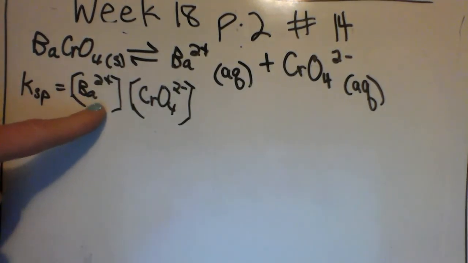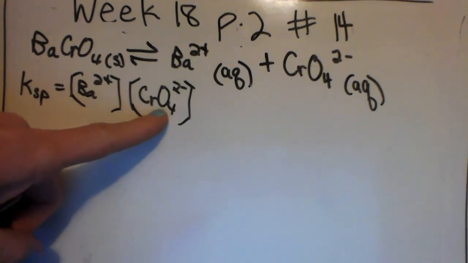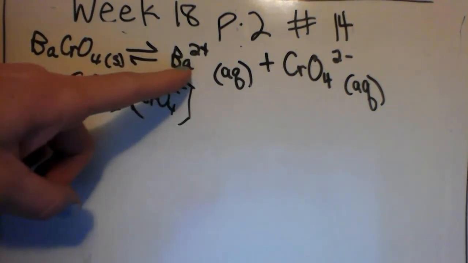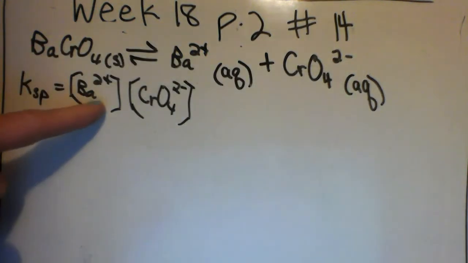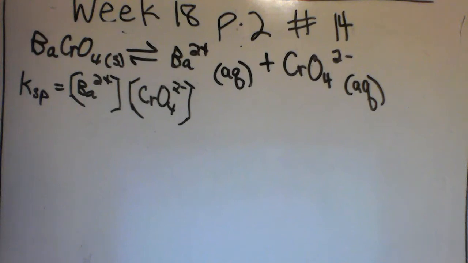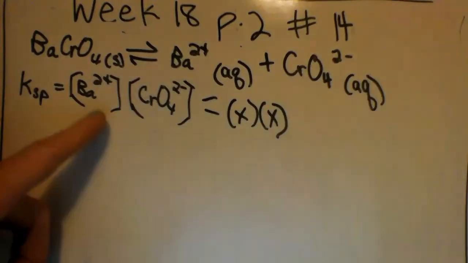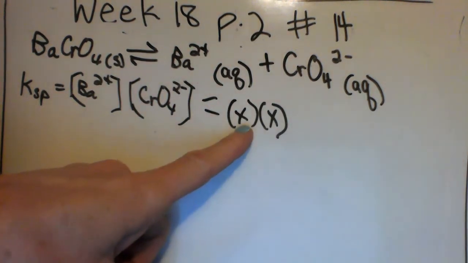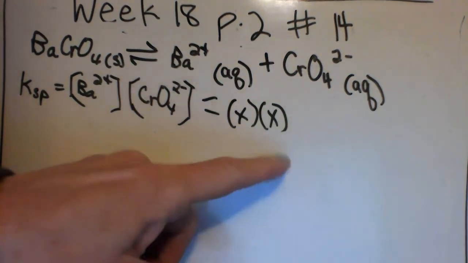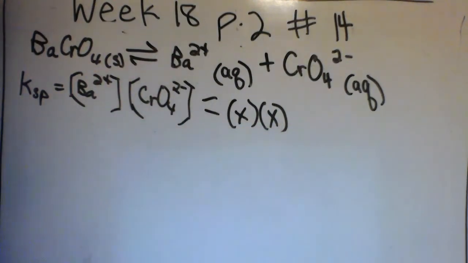Since the concentration of barium ions is going to be equal to the concentration of chromate ions, since there is only one of each per molecule, we can say that each of those concentrations can be represented by a variable, and as we usually do, we'll use the variable x. So the concentration of barium is x, and the concentration of chromate is x. If we multiply x times x, we get x squared.